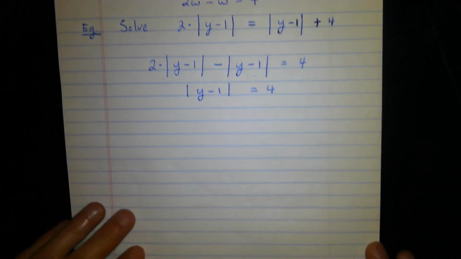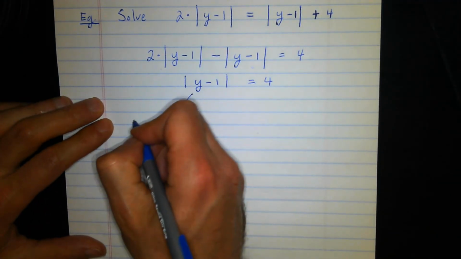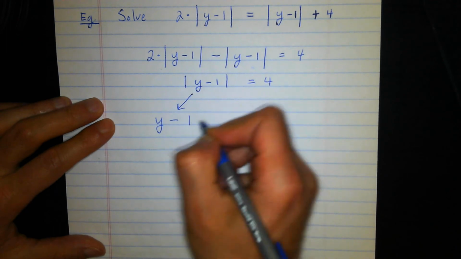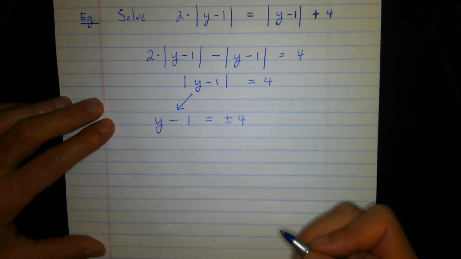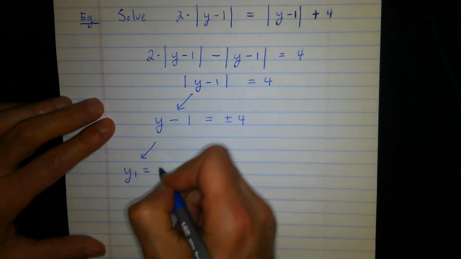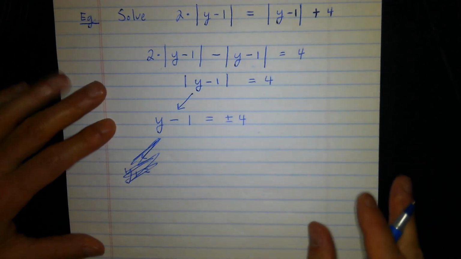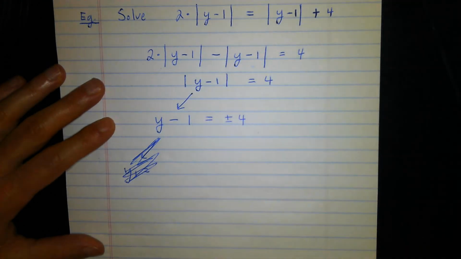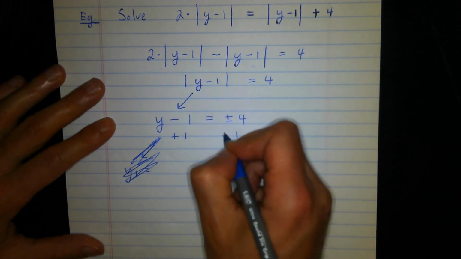Okay, and then I think this is kind of child's play from here on out. So again, we'll just do our two cases. We have y minus 1 equals plus or minus 4, and then we can do our two cases. Sorry, I got a bit ahead of myself there. I'm going to isolate y here, so again, I just set the inside equal to plus or minus the outside. So I'm just going to add 1.